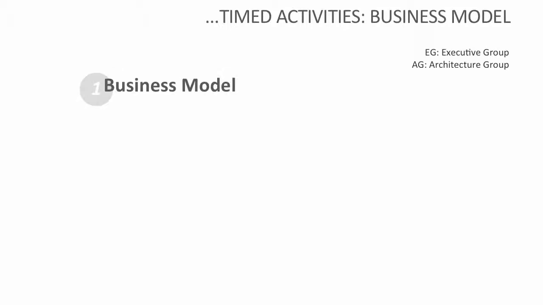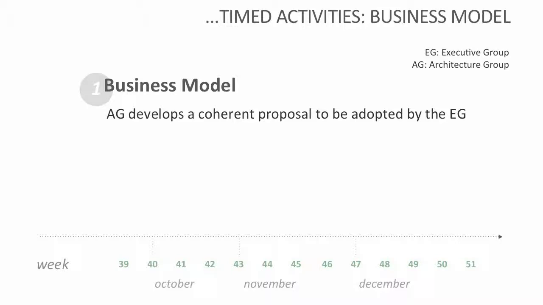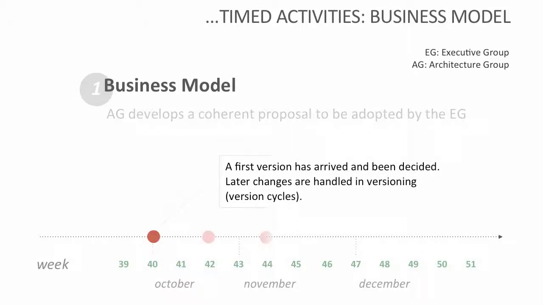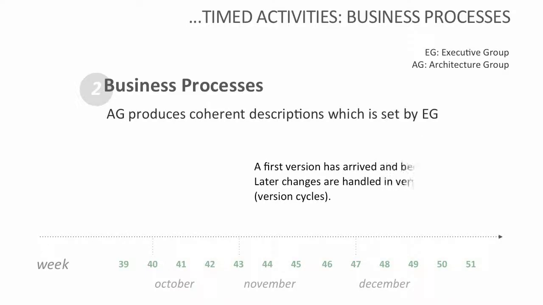Starting from layer 1, the business model is defined by an overall work group, the architecture group, and is decided by the executive group. If possible, work with dualism and separate roles. A peer review is always a good thing. By first week in October, in this example, there is a first version of the business model. About 2 weeks later, it is time to present the business processes, developed by the architecture group and decided by the executive group.